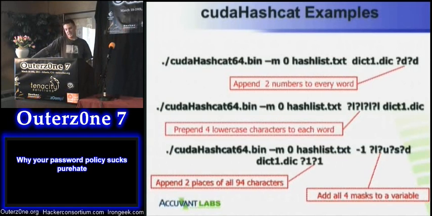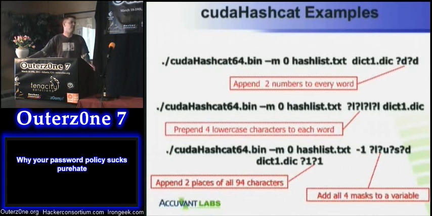In the next example, I'm prepending 4 lowercase letters, actually. I probably should fix that. It's going to try A through Z, every single possibility, for 4 spaces, and it's going to prepend it to every word in my dictionary. So that can be effective too. These are the kind of things you just have to play around with and figure out which ones are best for you.